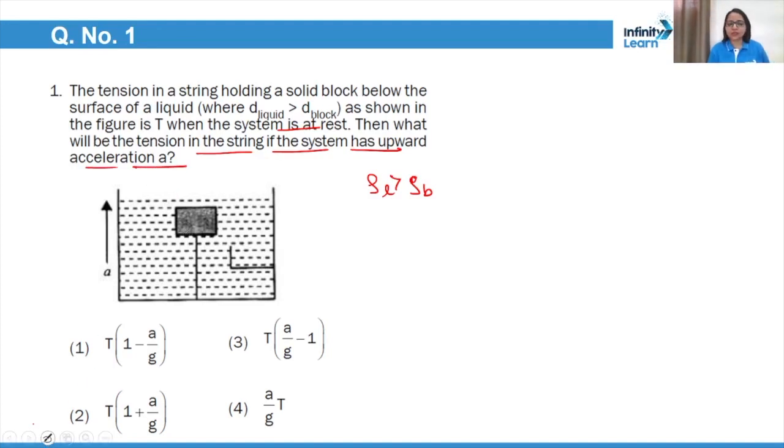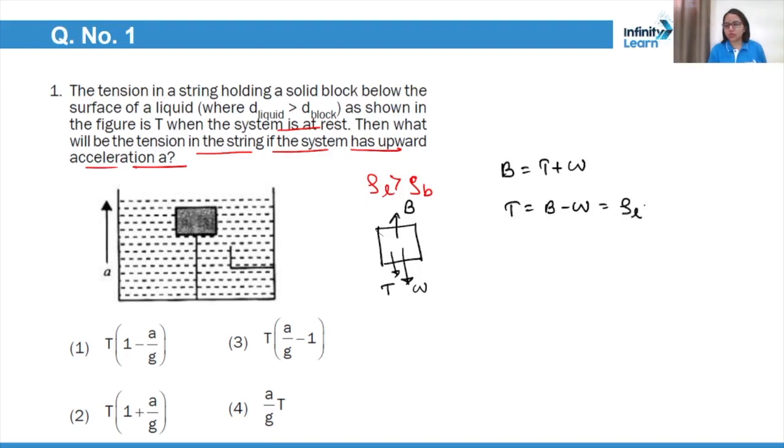So when the system is at rest, let's draw the FBD of the system. W will be downwards, tension will be downwards, and buoyant force B will be upwards. If the system is at rest, that means buoyant force is equal to tension plus W. So tension can be written as B minus W. Buoyant force is density of the liquid into volume of the block into G, minus weight, which is density of the block into volume of the block into G. Now, this is the first equation.